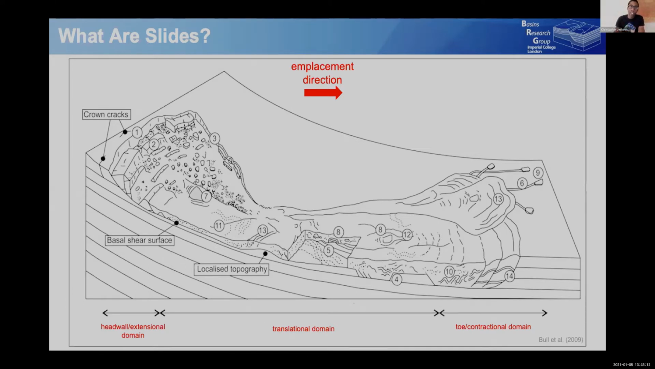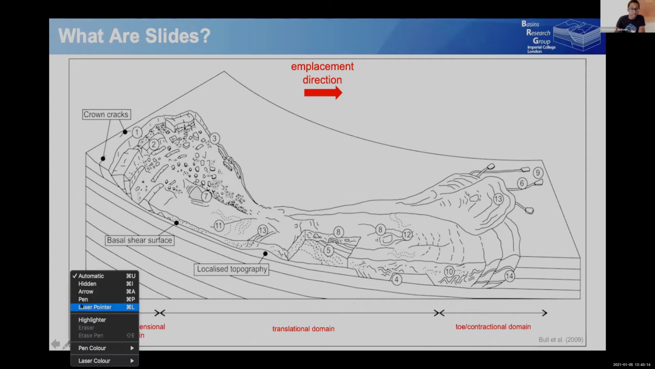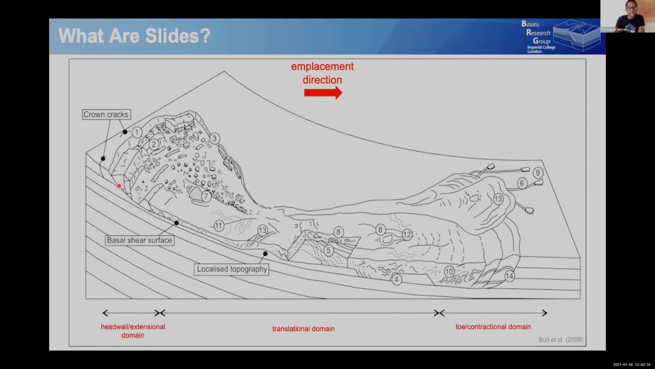And as you can see in this diagram, if I just flick to the laser pointer, you can see that they're characterized by this basal lower surface, which we refer to as the basal shear surface. They have this rather rugose or undulose upper surface. And internally, they're characterized by a range of different types of features. So we have blocks and fold and thrust belts down here.